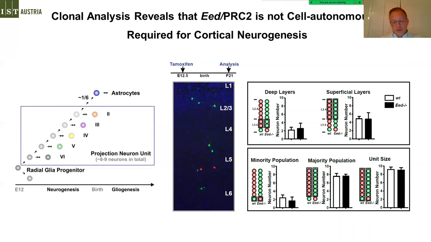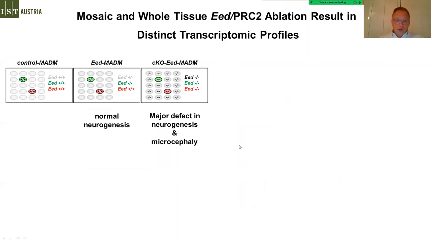Okay, but then that triggers some questions. What's different then if you knock out the gene just in a single cell or in all the cells? What happens in those cells? Because obviously here in the CKO, you have this very strong microcephaly and a major defect in neurogenesis, whereas here it's normal neurogenesis. Again, the genotype is the same. So we were thinking, okay, let's try to assess this at the global transcriptome level to see what may be different in these cells.